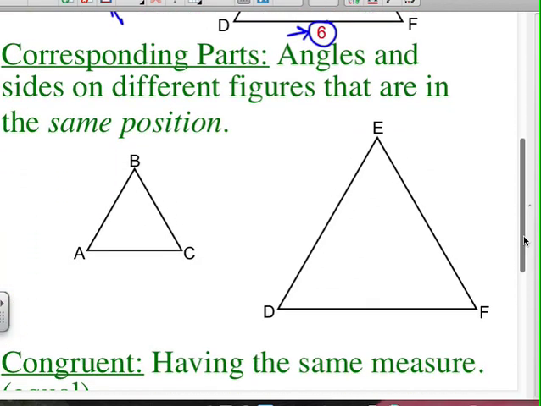Next definition is for an idea called corresponding parts. Corresponding parts are angles and sides on different figures, but they're in the same position. If you remember in the previous lesson we talked about corresponding angles. Here, I'll draw a quick little sketch for you. We had angles 1, 2, 3, and 4, and then we had angles 5, 6, 7, and 8, right? And we were talking about who corresponds with who. These angles, who's in the same position, but in a different location.